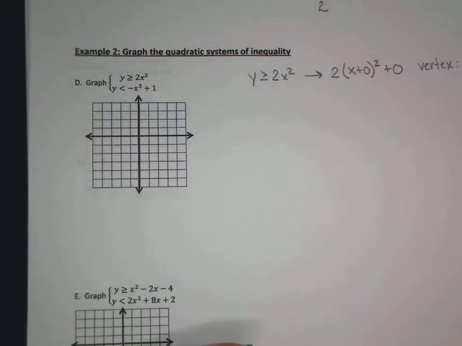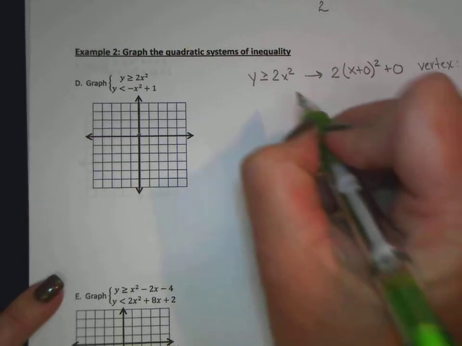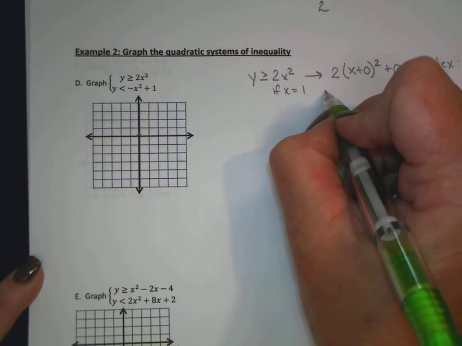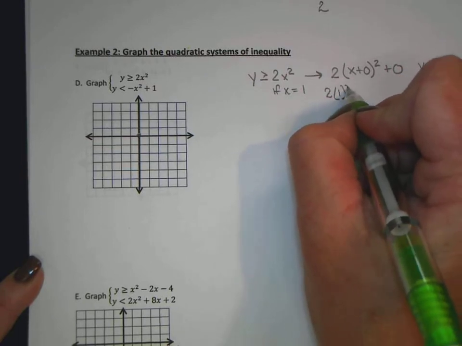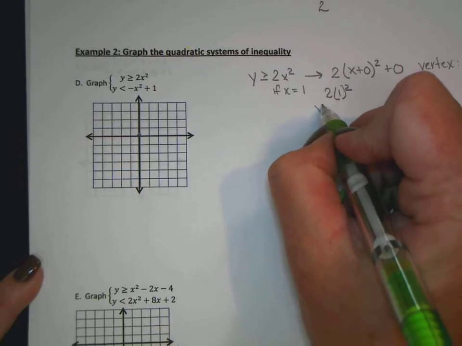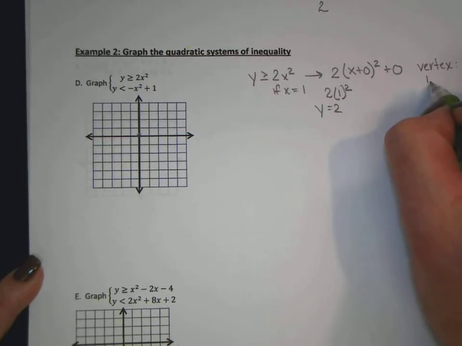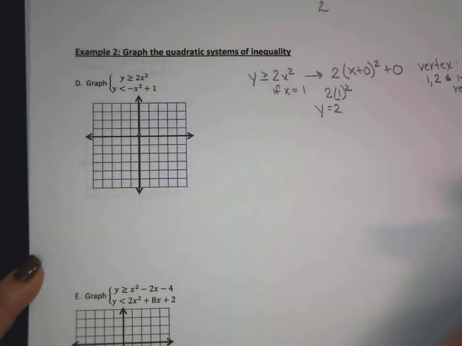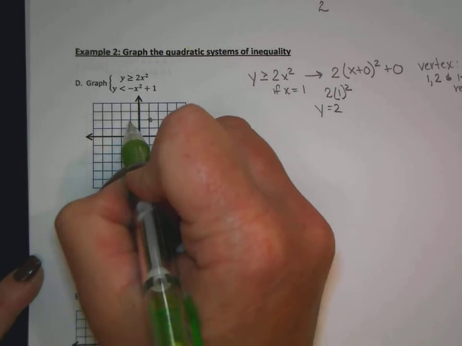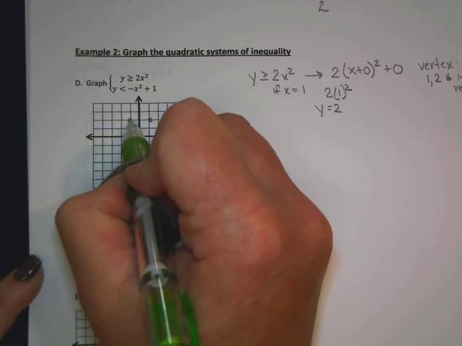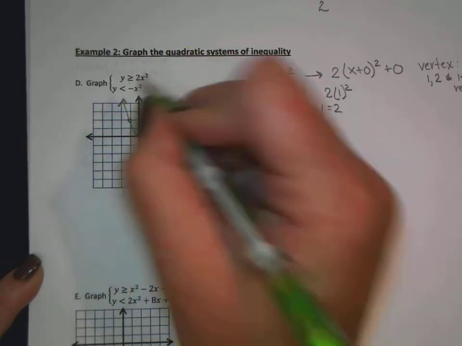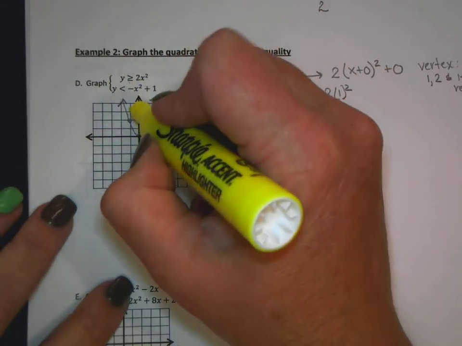Now you need some guide points, okay? Well, if my vertex is 0, 0, you obviously can't use 0 for x, so why don't we use +1? If x equals 1, so 2 times 1 squared, then y would be 2. So when x is 1, y is 2, and its reflection. So 1, 2, and its reflection. It's a solid line. Now, this is greater than, so this one's going to be shaded inside.